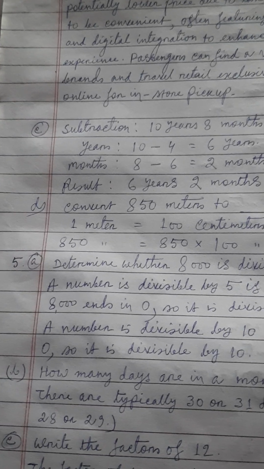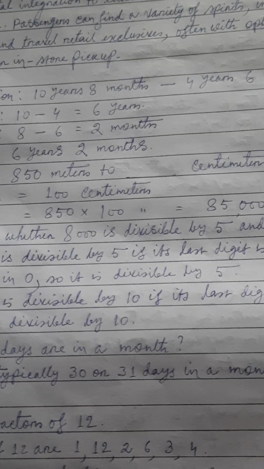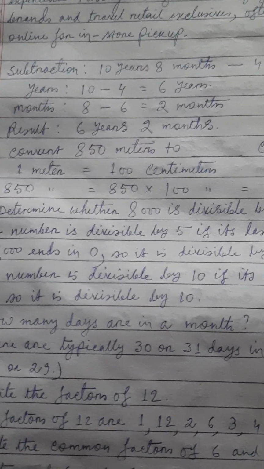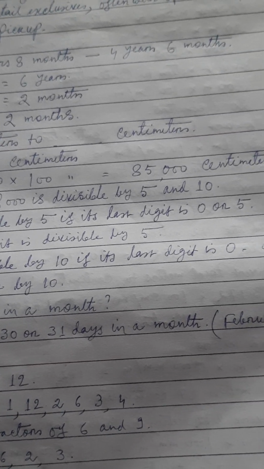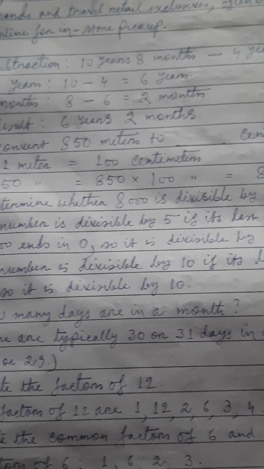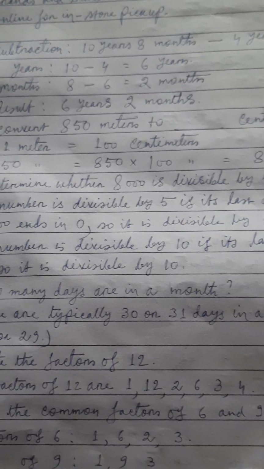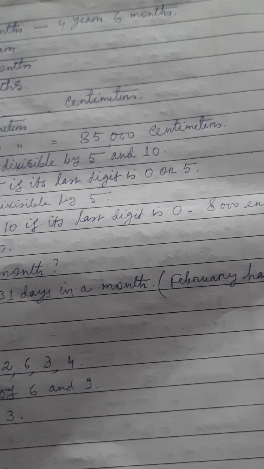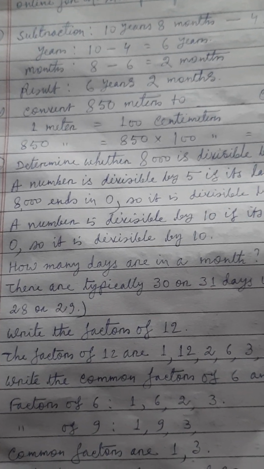Question number 5A. Determine whether 8,000 is divisible by 5 and 10. A number is divisible by 5 if its last digit is 0 or 5. 8,000 ends in 0, so it is divisible by 5. A number is divisible by 10 if its last digit is 0. 8,000 ends in 0, so it is divisible by 10.